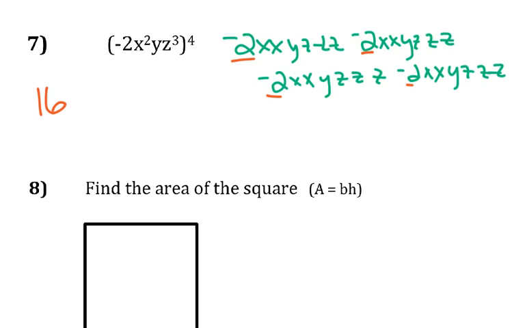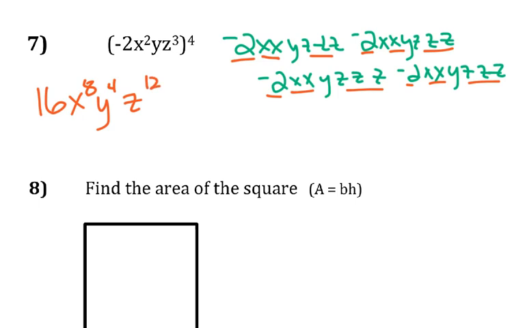X to the 2nd to the 4th power means x to the 2nd 4 different times. So that's x to the 8th power. And then y, and I've got 4 of those. And z to the 3rd, I've got z to the 3rd, z to the 3rd, z to the 3rd, z to the 3rd. So that's z to the 12th.